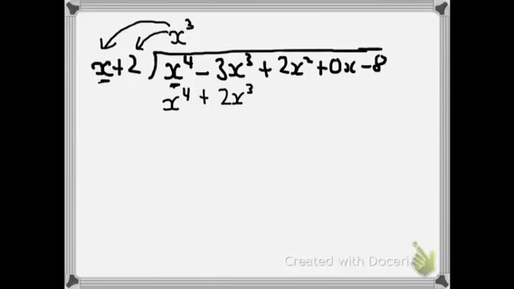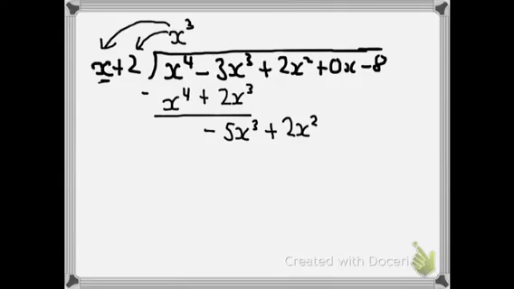Now what we have to do is subtract from this point. And what we always find when we subtract is that the x to the power of 4 terms cancel out and become 0. Let's get rid of this extra line because it's in the way. If we subtract the two lines, x to the power of 4 minus x to the power of 4 is 0. Negative 3x cubed minus positive 2x cubed is minus 5x cubed. So we subtract those terms, and now we bring down the positive 2x squared.